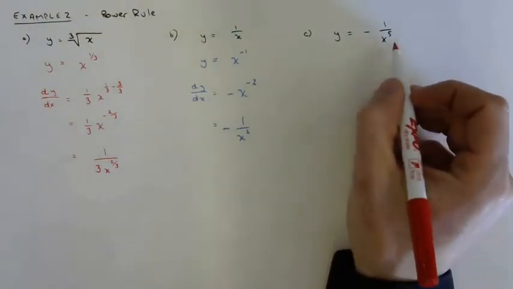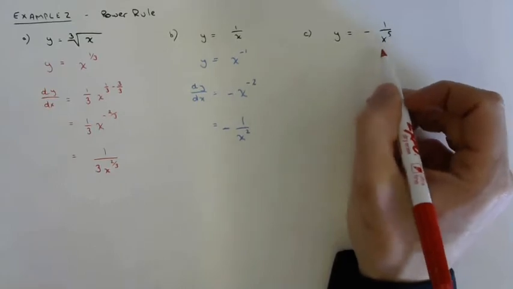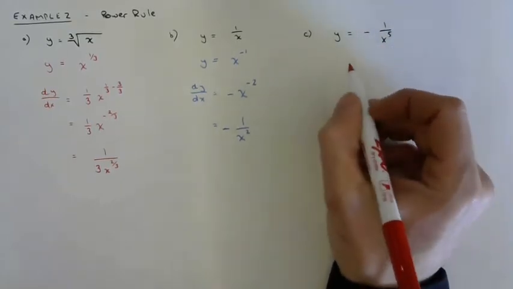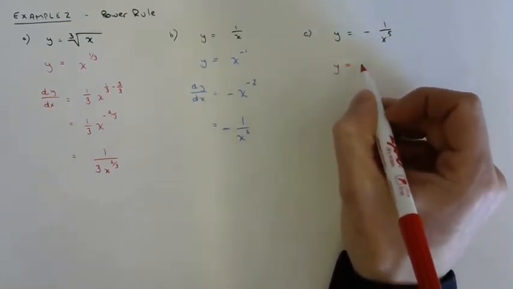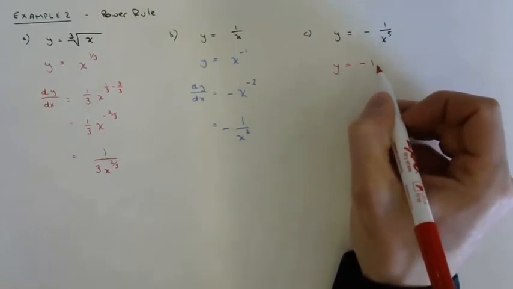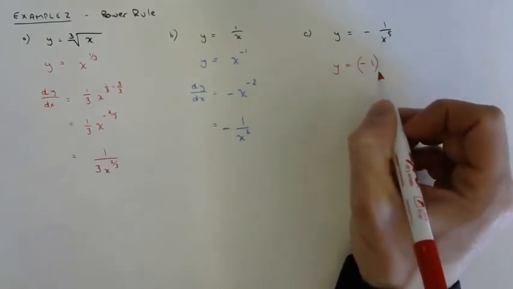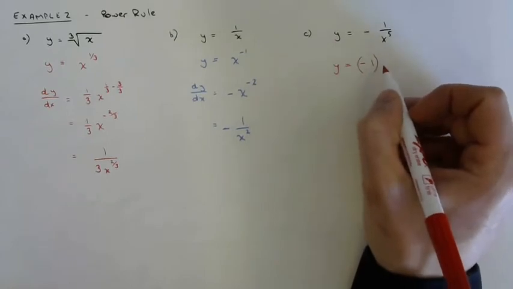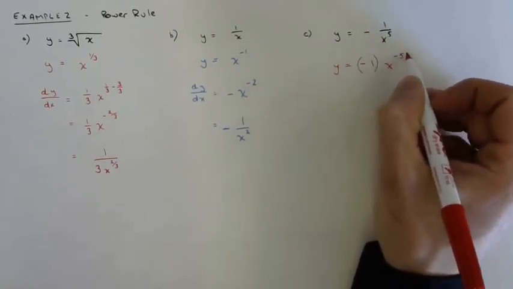What we're going to do first is express x with a negative exponent, bring it into the numerator. So y is going to look like this, -1. Okay, and you can put that in brackets so you know it's still there, even once we differentiate. And then we're going to have x to the power of -5.